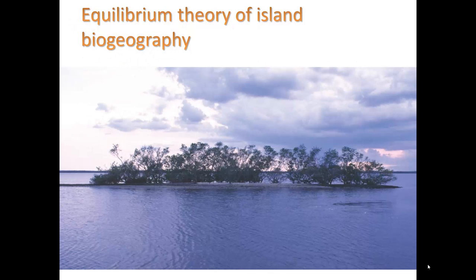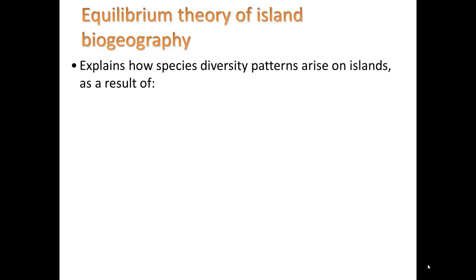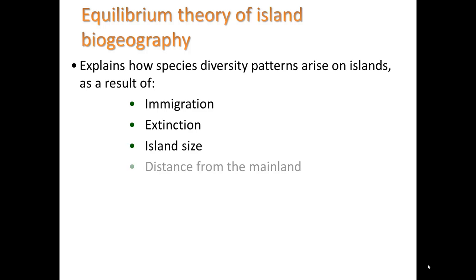There's a famous theory in conservation biology called the equilibrium theory of island biogeography. There are many theories, but this is one of the most relevant, one of the most prominent ones, so we're going to take a look at it. So there you had an island, a mangrove island, and this theory helps explain how species diversity patterns arise on islands as a result of immigration, new species coming into the islands, extinction, ones becoming extinct, island size, how that matters, and distance from the mainland, how that matters.